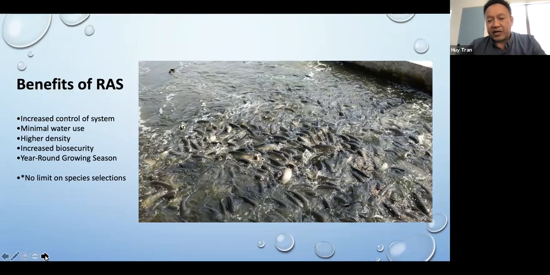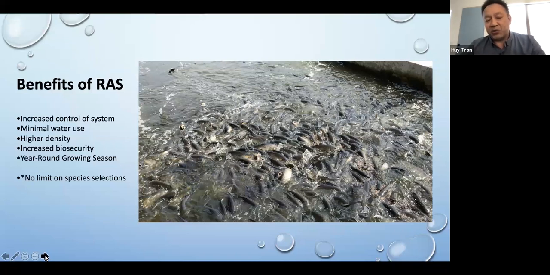RAS, or recirculating aquaculture technology, the reason why we do it is that it increases control and minimizes water usage. We can go with a much higher density. Biosecurity is a very important aspect of it. We can have year-round growing, and there's not a limit in the species that we can do. We just have to understand their biology first and how to reproduce them.